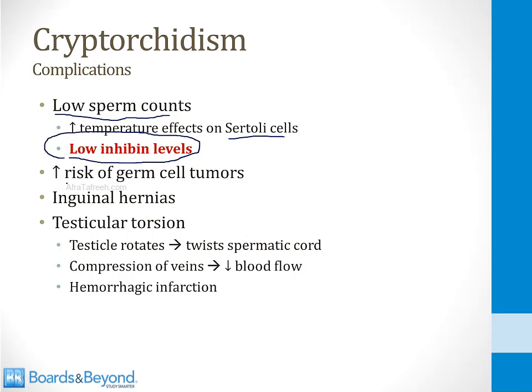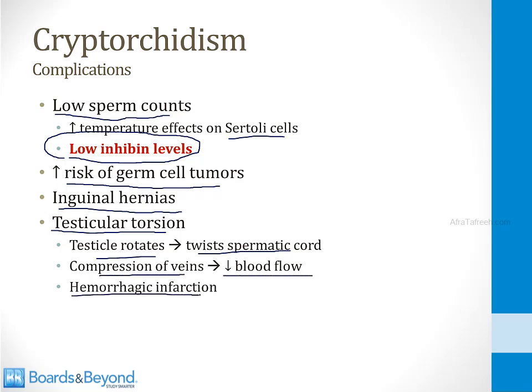Undescended testes carry an increased risk of development into germ cell tumors, and for this reason they need to be corrected or removed. In addition, children with cryptorchidism often have inguinal hernias. That's because the testes do not descend normally through the inguinal canal. And then finally, a risk of undescended testes is the development of testicular torsion. This is when the testicle rotates and twists the spermatic cord. This leads to compression of the veins and it drops the blood flow, and this can lead to hemorrhagic infarction of the testes, and this is a very dangerous condition.